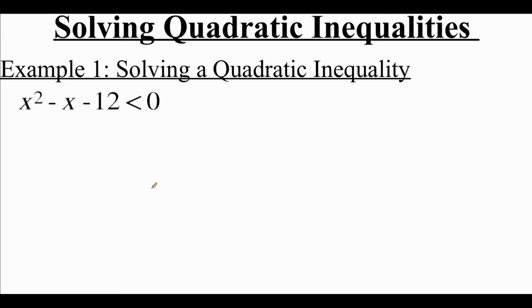So in this example, we're going to solve the quadratic inequality x squared minus x minus 12 is less than 0. So step number one said that we wanted to find our critical numbers by taking our inequality and setting it equal to 0. So I'm going to take my x squared minus x minus 12, and instead of saying that it's less than 0, I'm going to set it equal to 0 so that I can solve it.